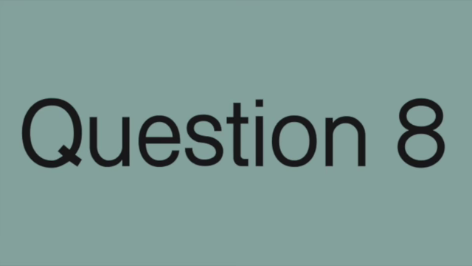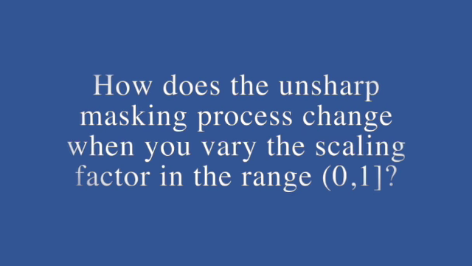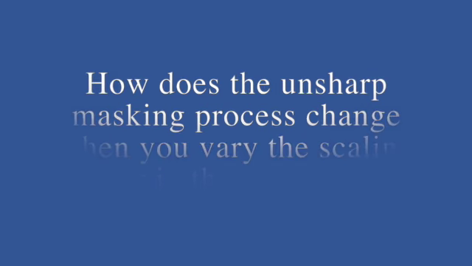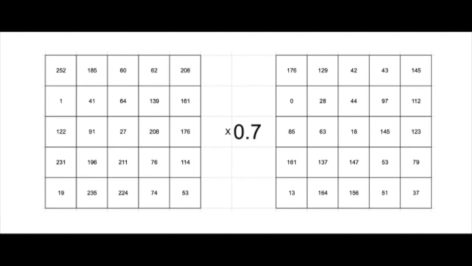That was all for question 7, so now let's move on to question 8. For this one, the question asks, how does the unsharp masking process change when you vary the scaling factor in the range of 0 to 1? So in the scale array method, we're given a scaling factor of 0.7 to alter the individual indices of the original 2D array. Each integer in the array represents a different luminosity, between 0 and 255, 0 being the absence of color and black, and 255 being white.